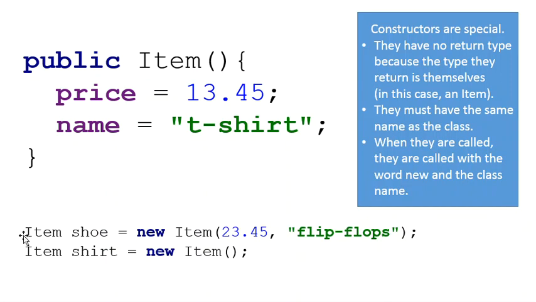And so for example, right down here where we have Item shoe equals new Item, this right here is the constructor call. And the constructor call that we're calling in the first one isn't the default one that I've shown you on the screen here. It's the one where we could pass in a price and a name. The second one is the one that I'm showing you on the screen here. So we've got Item shirt equals new Item, and this is calling this constructor that we're looking at right here. Okay, so no return type, same name as the class, and we call them with the keyword new.